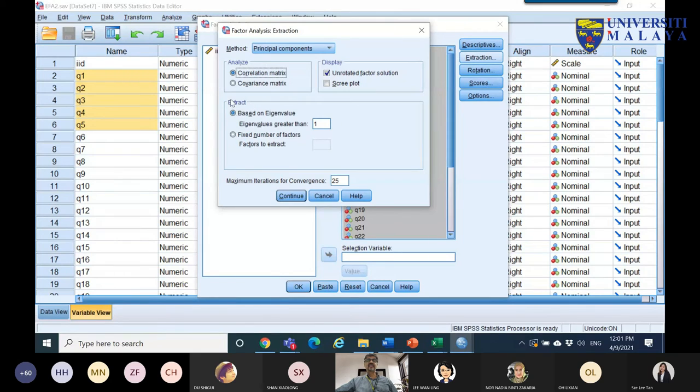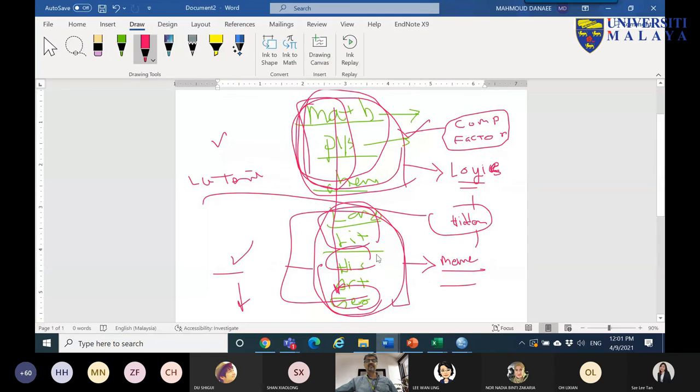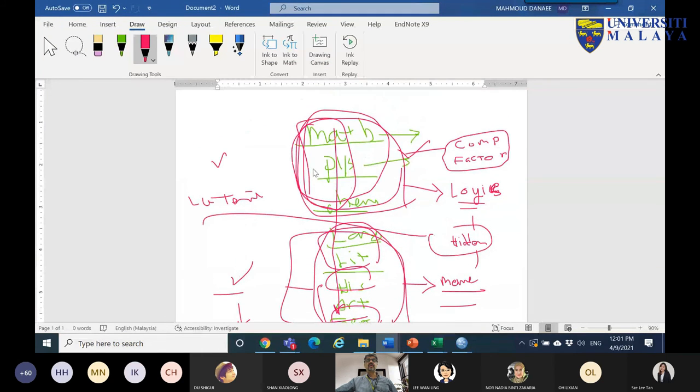Then extraction is based on the eigenvalue. The eigenvalue is the amount of variance that can be explained by a component. So remember, at the end of the story, we want to group and create components, and then we want to know what percentage of the total variance of the data can be explained by the new components.